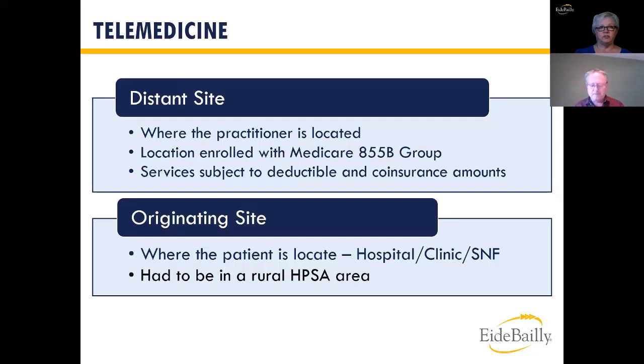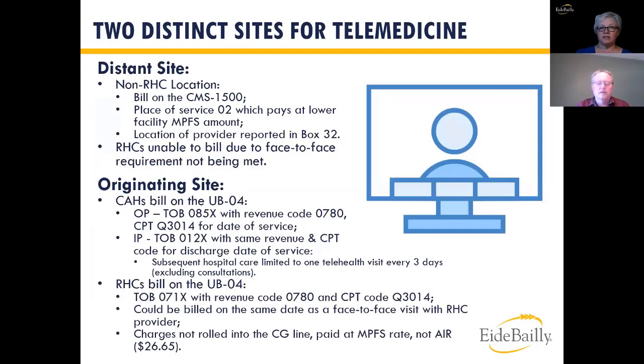So we knew there were just two parts that went to this. It was the distance site and the originating site. Distance site, where the provider's located, how you had them enrolled with Medicare Part B group. And then the originating site is that the patient had to be in a rural HPSA area. It might have been in a hospital, a clinic, or a SNF.